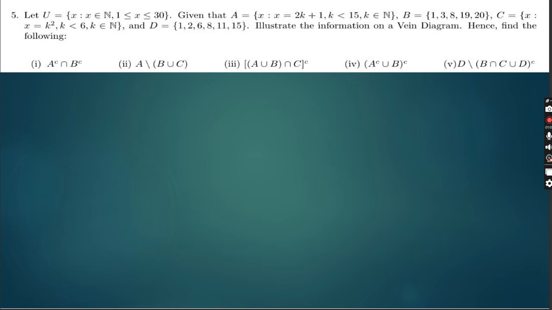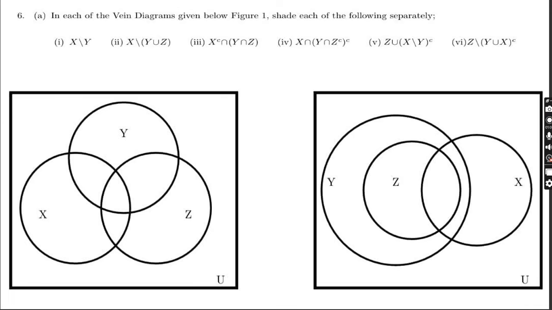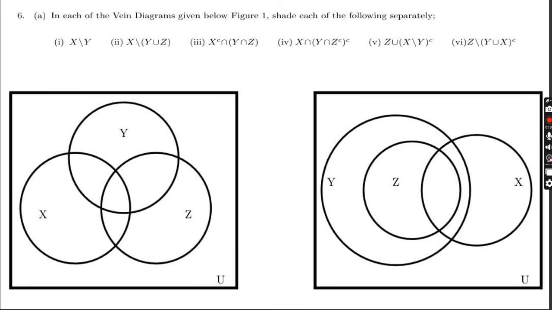This is question 5, Venn diagrams. I answered this question in the other video, but I want us to do it here, although I'm only going to answer a few questions from here. So the question is, in each of the following diagrams given below, shade each of the following separately.